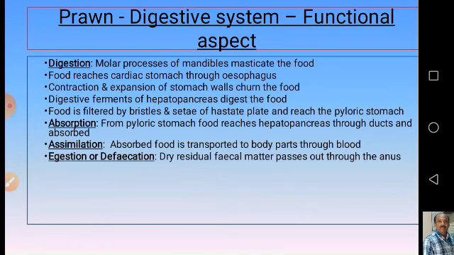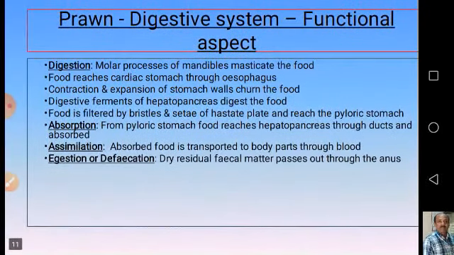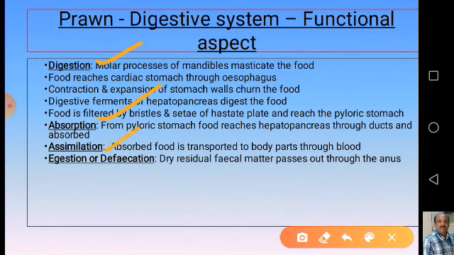And then the remaining portion, that is the functional aspect. We have seen that the functional aspect of any digestive system can be classified into 5 steps: ingestion, digestion, absorption, assimilation and egestion. Egestion is the last functional aspect of the digestive system of any animal.